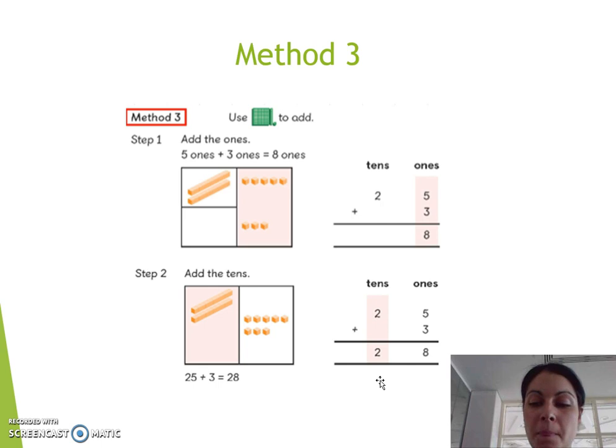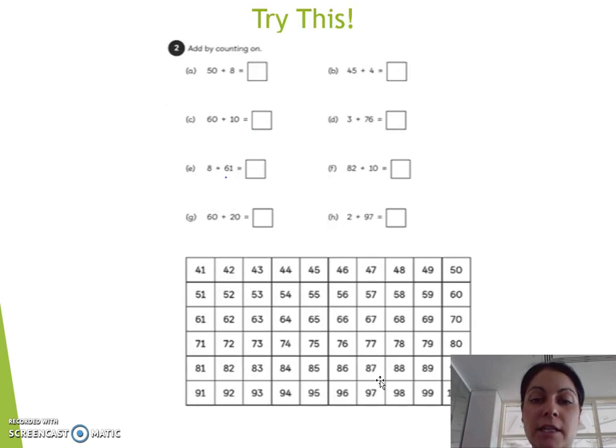Here is a slide that you could try with the children if you like, and they just have to count on using the 100 square. So the first one is 50 plus 8. So I'm going to find 50 in my 100 square, 50, and you can show the children that they can add on just the way we did on method 1. So 1, 2, 3, 4, 5, 6, 7, 8. 50 plus 8 is 58.